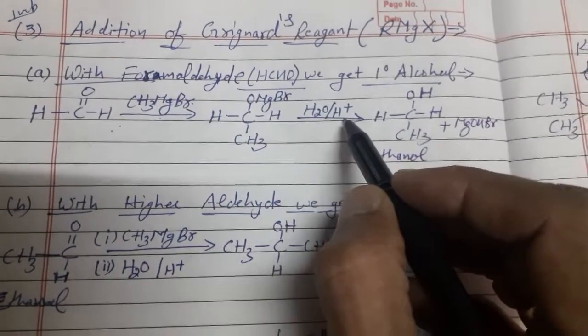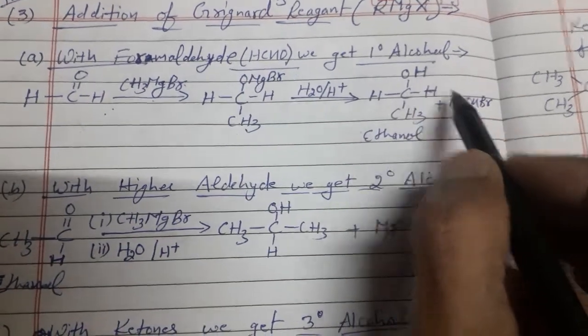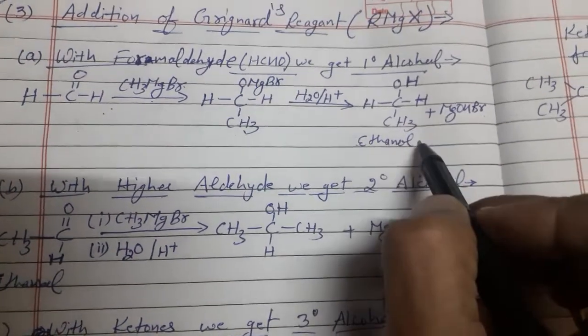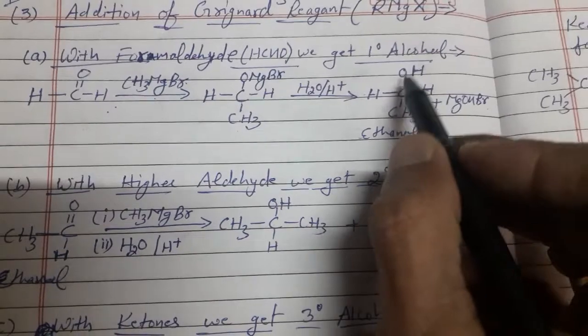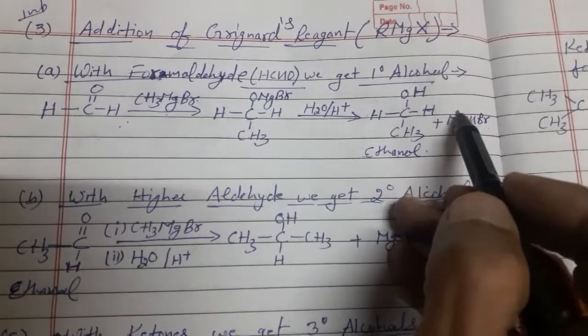Then, followed by acidic hydrolysis, what will happen? MgBr will go and H will come in place of that. So finally we will get a primary alcohol, CH3CH2OH, that is ethanol.